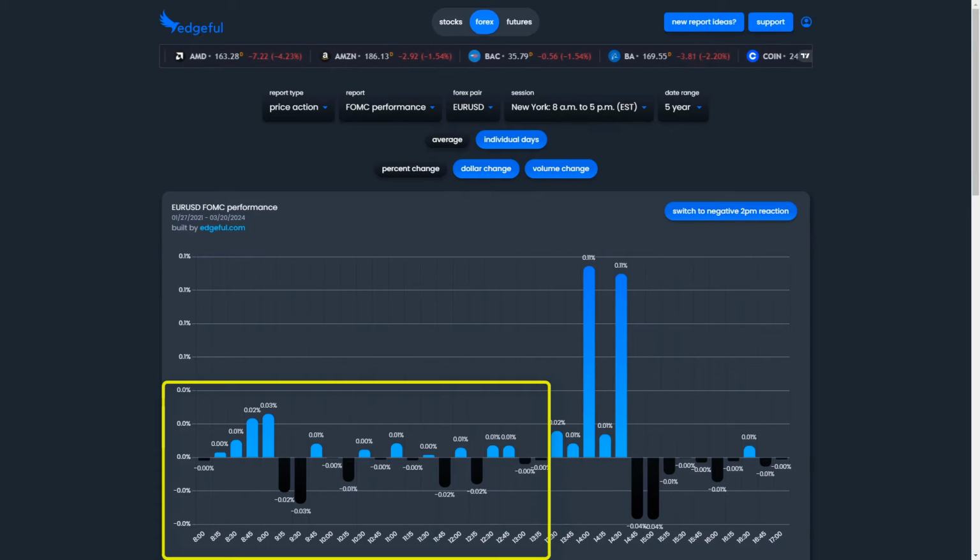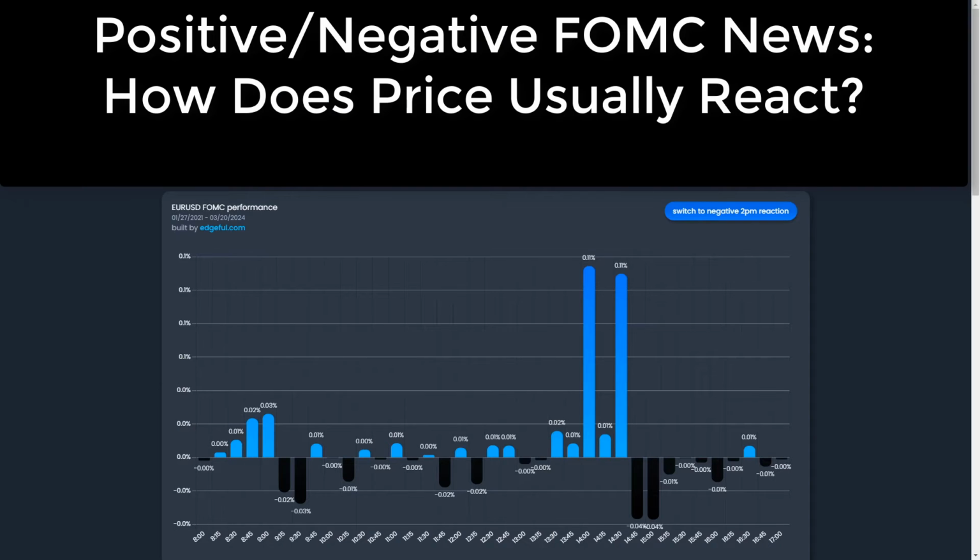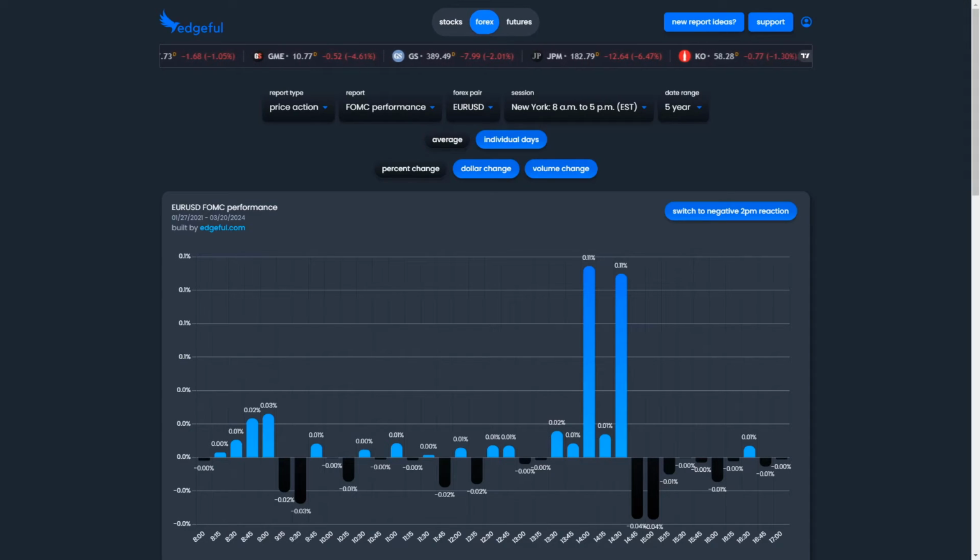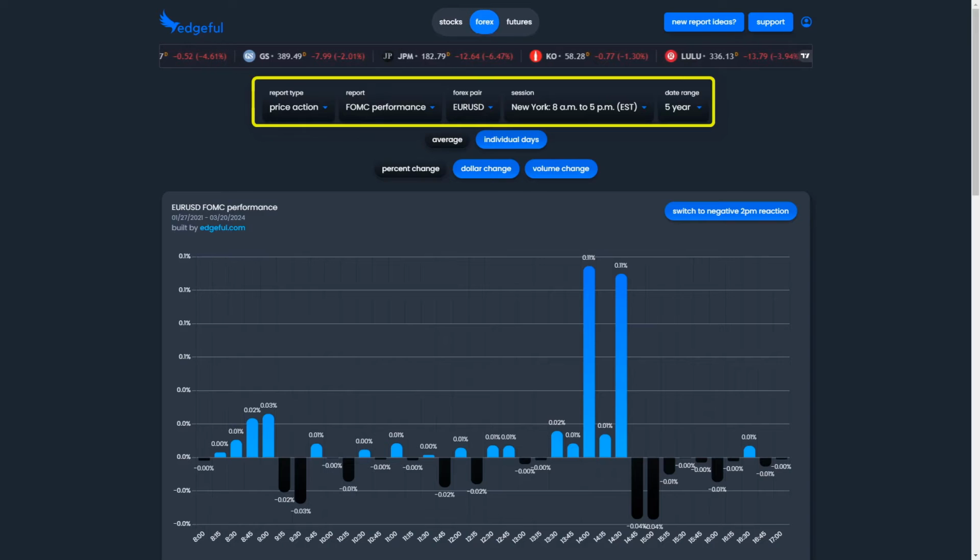New York time, and we know the beginning of the day usually chops around waiting for the news. The news either spikes up or down, and we want to know what price is most likely to do for the remainder of the day. We're looking at EU over the last 5 years, and only FOMC days are included.